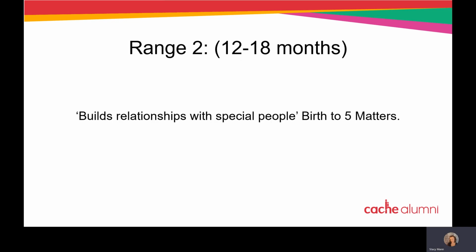An example of range 2, which is how Birth to 5 Matters have decided to break up some of these age bands, for 12 to 18 months. It says builds relationships with special people. Ways in which we can support this lies in getting to know the children, staying close and allowing them to be comforted when they're anxious or upset, making the day predictable and offering consistency and continuity.